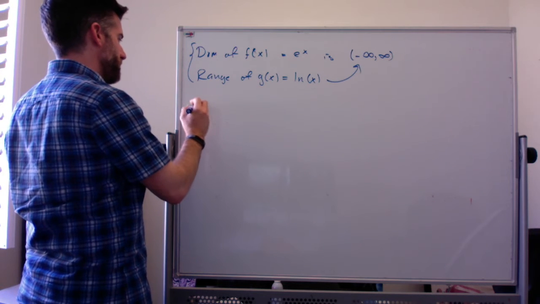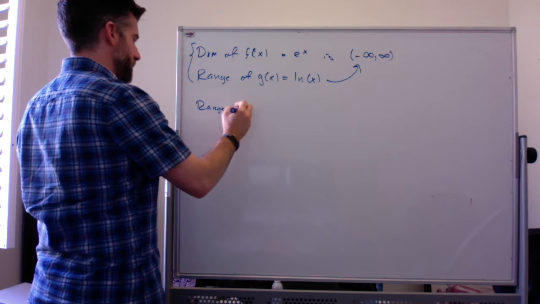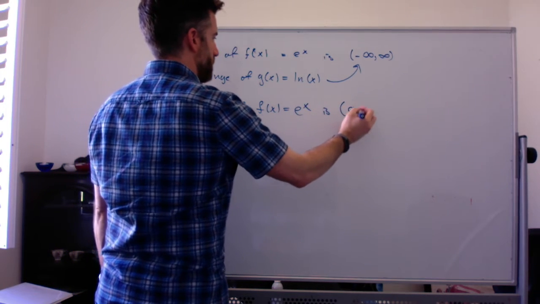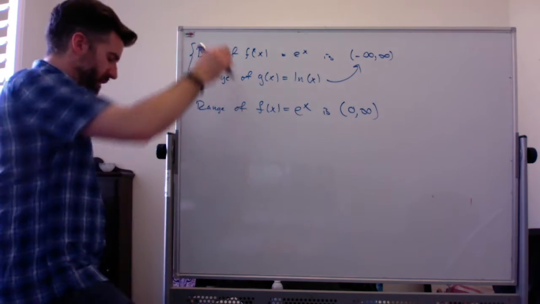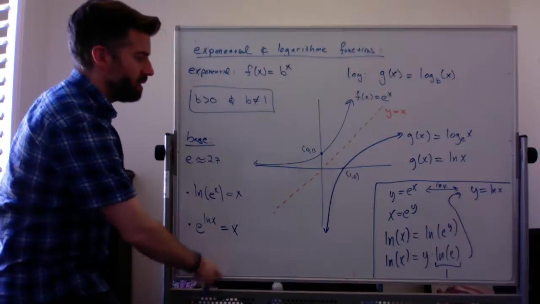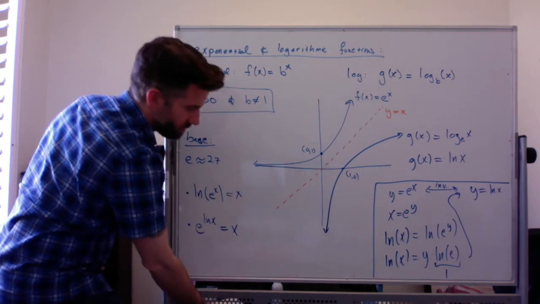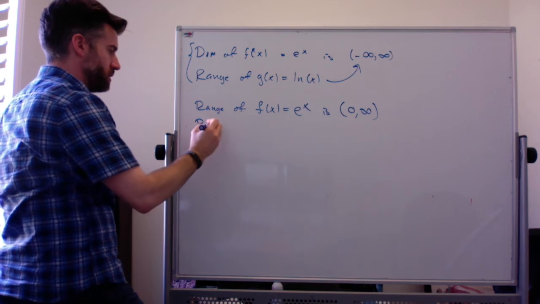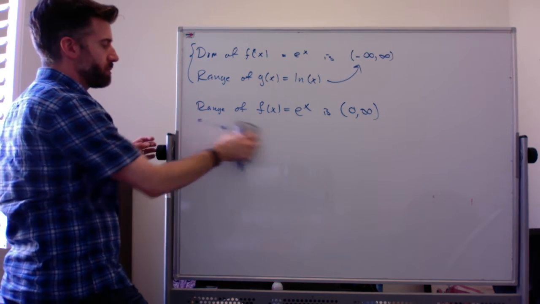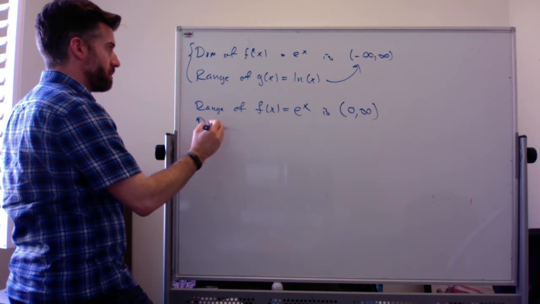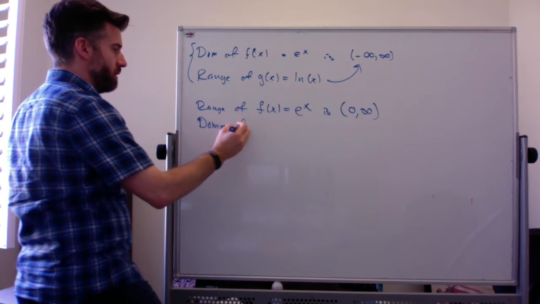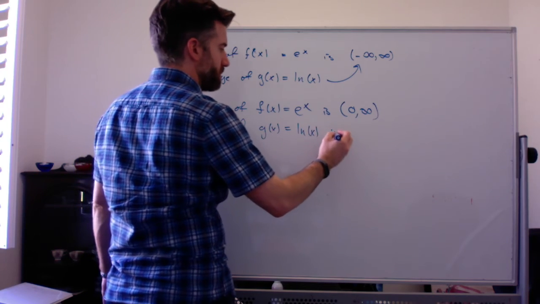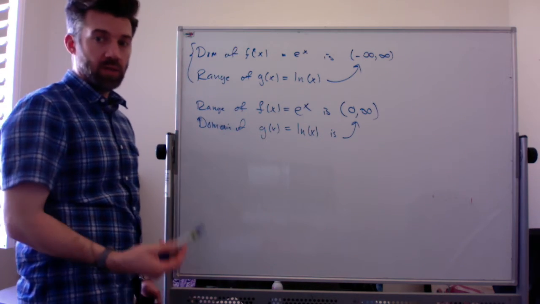Similarly, the range of f of x equal to e to the x is the positive numbers, right? If you look back at the graph for a second, oh yeah, look, this is always bigger than 0. So is the domain of g of x equal to the natural log of x. Also 0 to infinity, all the positive numbers.